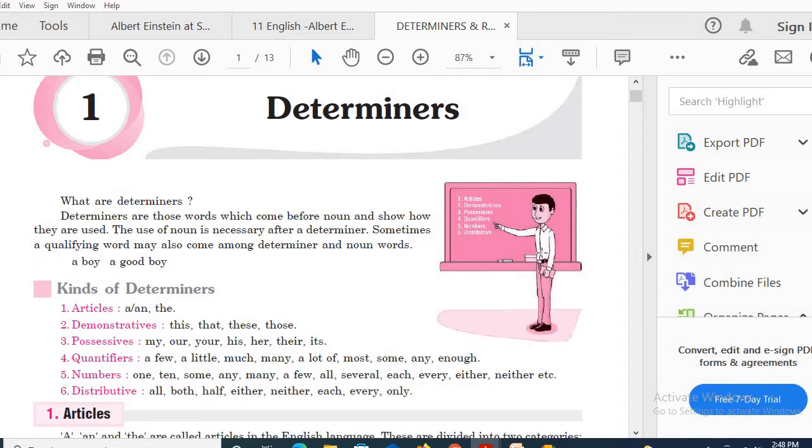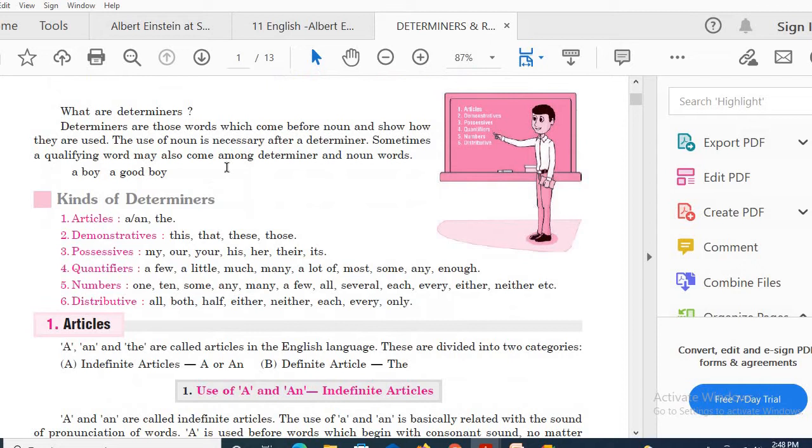So the first important thing, you have to know what determinants are. This is something very important. Determinants are those words, remember very carefully, which come before a noun and show how it is used. For example, a boy, a good boy.